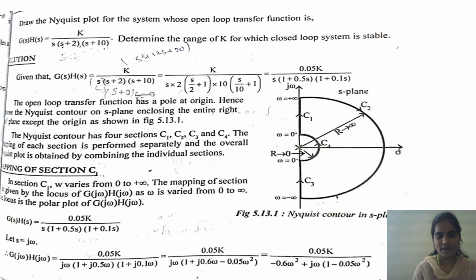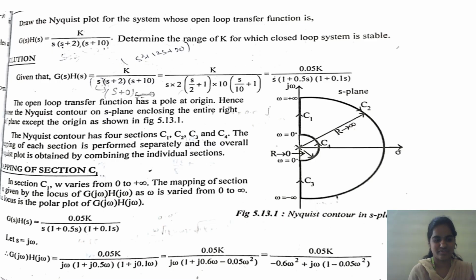Now we need to draw individual plots of C1, C2, C3 and C4. Finally, we add C1, C2, C3 and C4, and the Nyquist plot we will get. Mapping of section C1. In this section C1, omega varies from 0 to plus infinity. Mapping of section C1, G(j omega)H(j omega) varies from 0 to infinity.